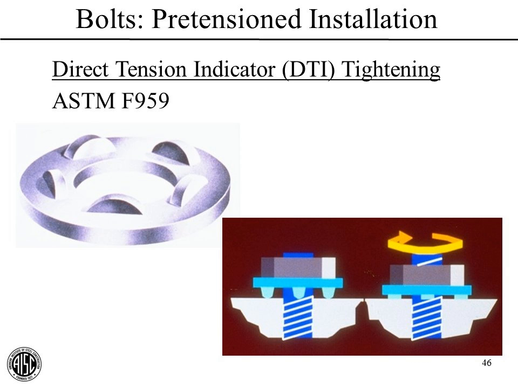A direct tension indicator, or DTI tightening. With these, the washer is like this. They have these little nubs, for lack of a better term. And when the washer is tightened, or when the nut is tightened, these nubs get sort of flattened or squashed a little bit, and that will close this gap. And then a feeler gauge can then be used to determine whether or not the proper pretension has been achieved. These are called direct tension indicators because they're more directly measuring the pretension than if we were converting from torque to tension.